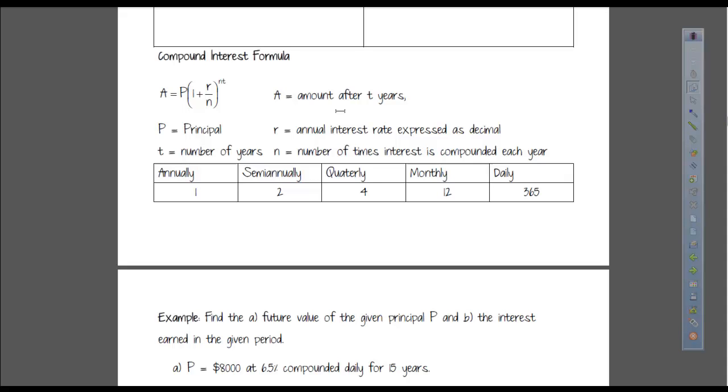A, again, is the amount, total amount or value of the account after T years. R is going to be our rate expressed as a decimal. P is still the principal. T is the number of years. N is going to be the number of times that the interest is compounded each year. So if it's annually, it's just once a year, semi-annually, twice, quarterly, 4, monthly, 12, daily, 365. Okay? So how does that work?